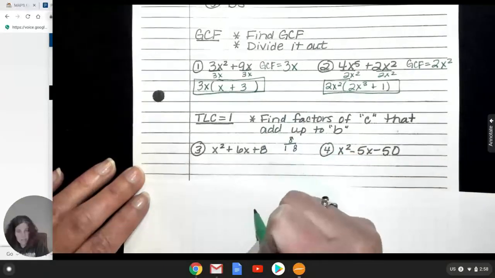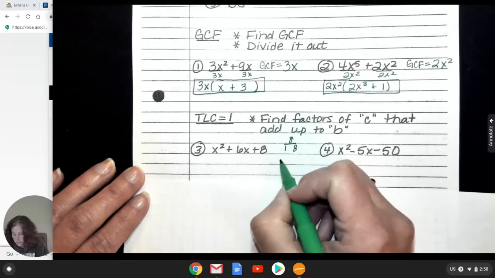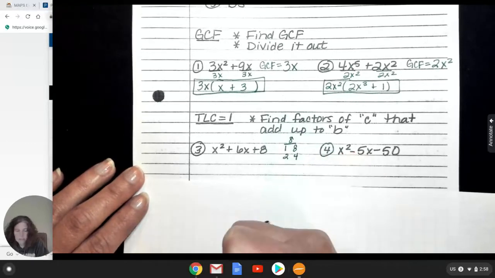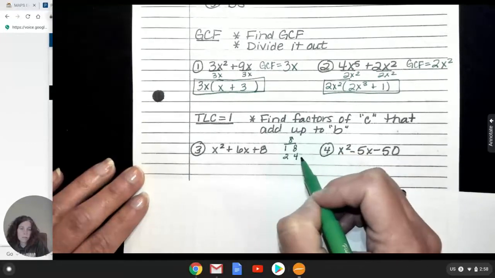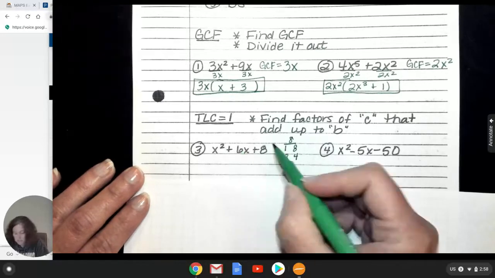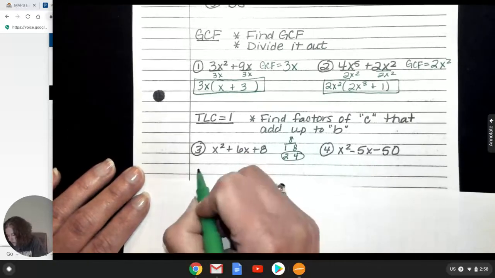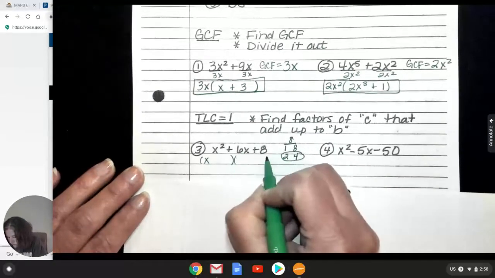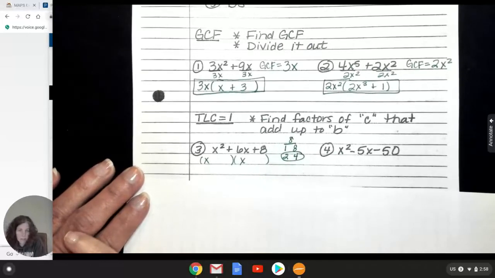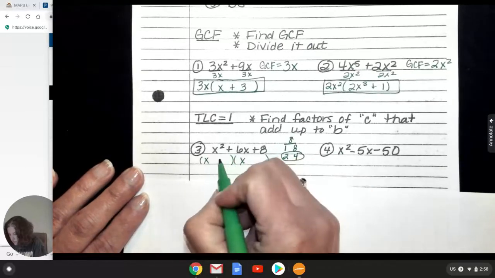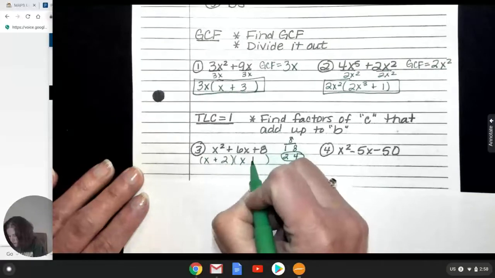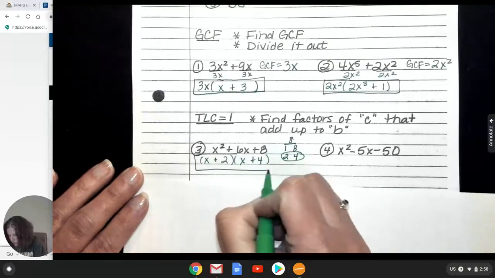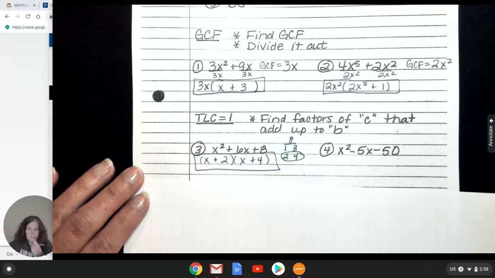So I'm going to write the C off to the side. That's 8 in this case. And what can you multiply to get 8? I can do 1 times 8 or 2 times 4. Which ones add up to 6? The 2 and the 4. So this is where you just set up your 2 parentheses with the x's. And if it says 2 and 4, it's a positive 2 and a positive 4. And that's it. There's your answer.